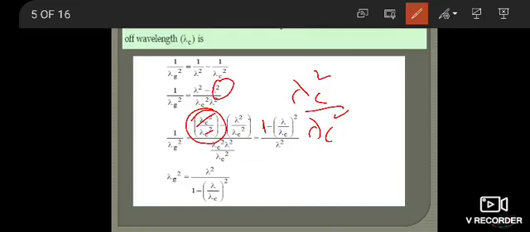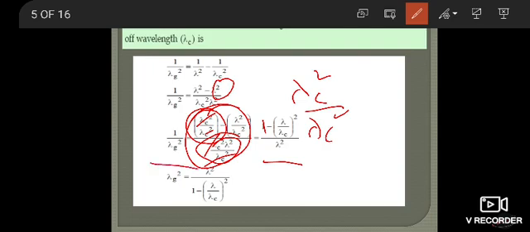And in the numerator, you can see the lambda c square and the lambda c square cancel, and only the lambda square remains. So from this equation we are getting 1 minus lambda by lambda c whole square by lambda square. So this can be written as this.